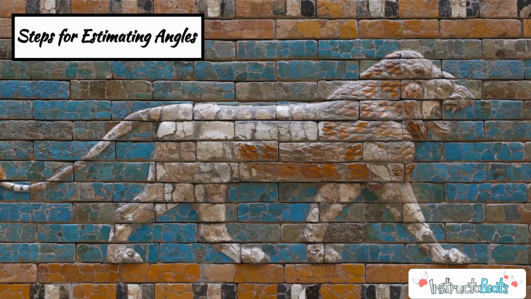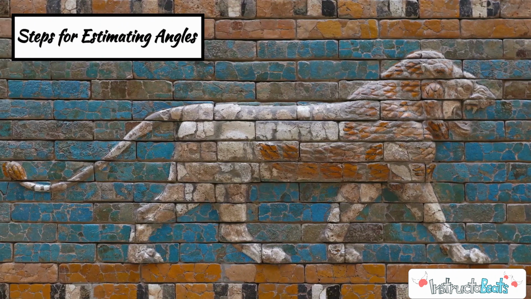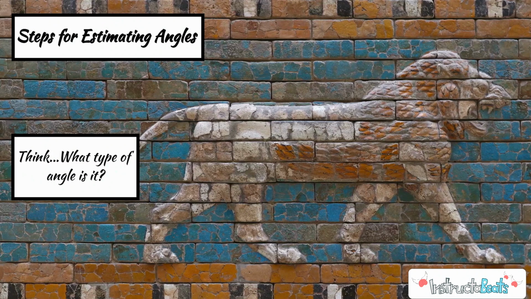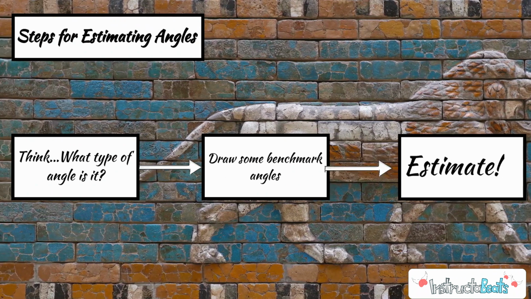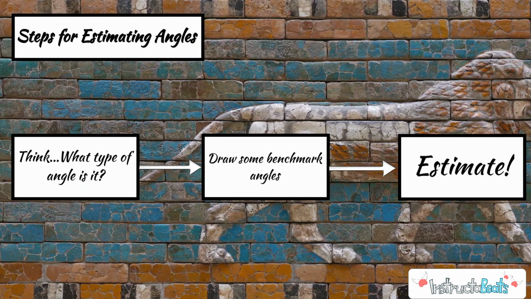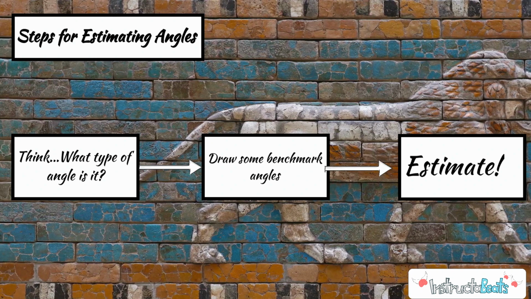So here on the great wall of line, we have our steps for estimating angles. Step number 1, we want to think, what type of angle is it? We want to write down, is it acute? Is it obtuse? Is it right, straight? What type of angle is it? Then step number 2, we want to draw some benchmark angles. If we know that a right angle is 90 and a straight angle is 180 degrees, then let's use that to help us estimate. And then step number 3, using those two pieces of knowledge, let's estimate what our angle is. Let's take a look at an I do problem so you can see these steps in motion.